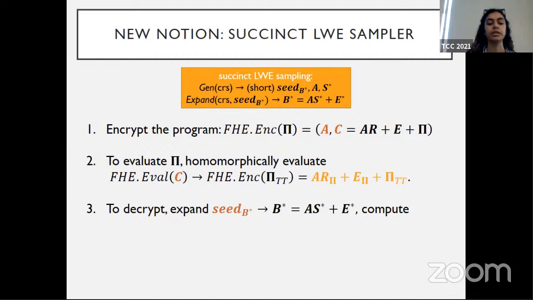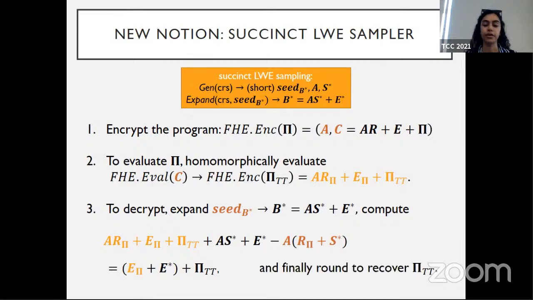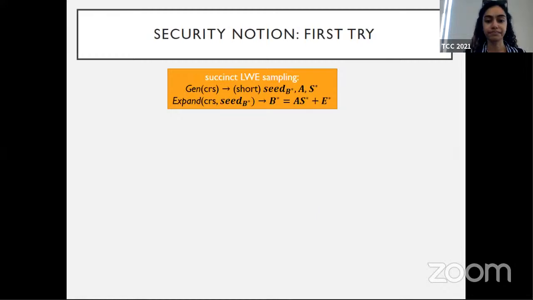But then to decrypt, we'll include expanding the seed to LWE sample B star. And then we'll add in this LWE sample B star in order to mask the randomness R pi, which originally was the problem, since revealing R pi was not semantically secure. Now we can mask it with some truly uniform S star. And so eventually we'll just get out the truth table for pi with the error E pi plus E star, and the security notion that we need later on is that E star is big enough to flood E pi. And then finally you finish rounding to recover the truth table of the program.